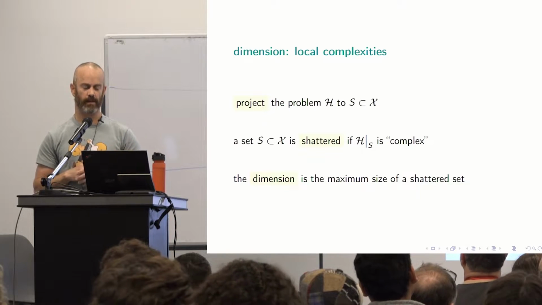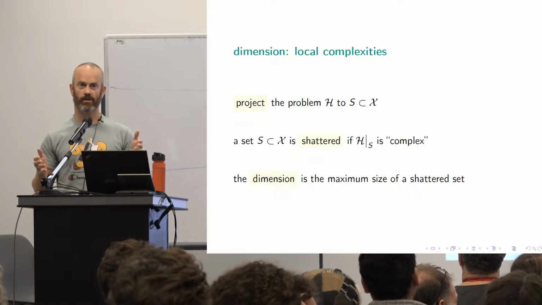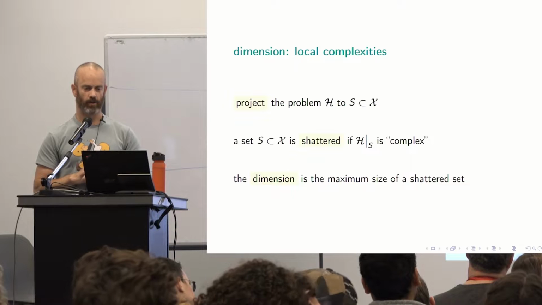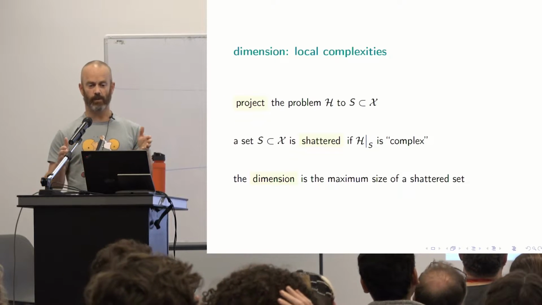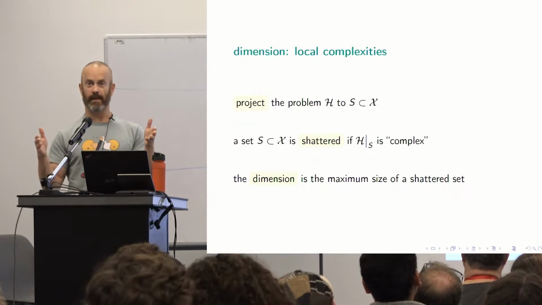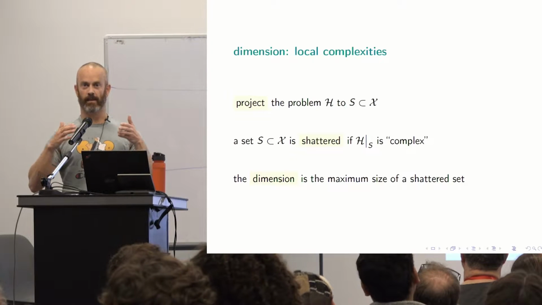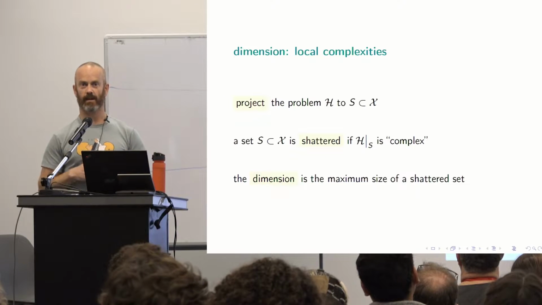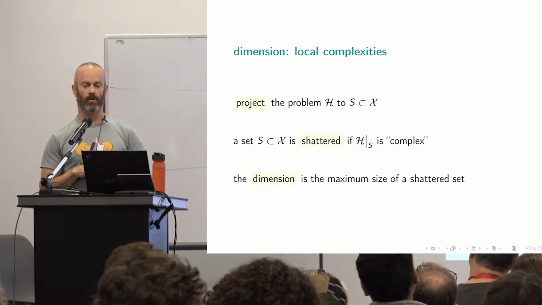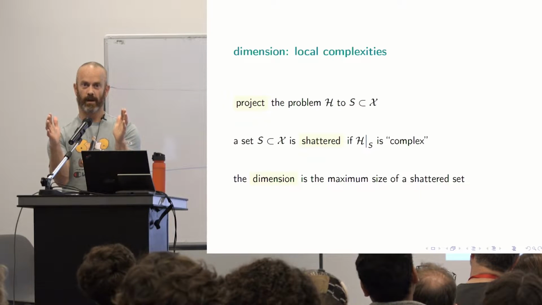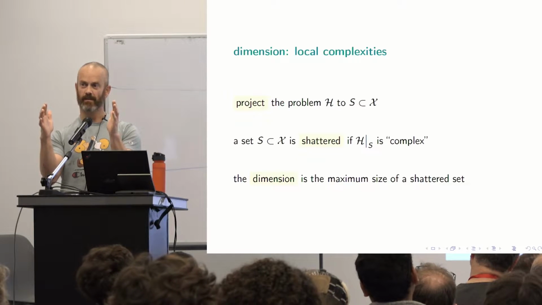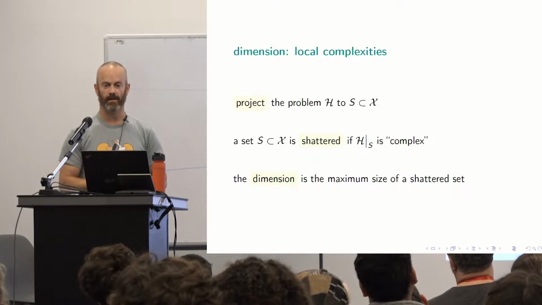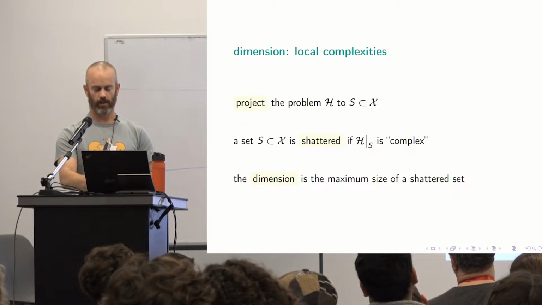And the standard way to talk about complexity in this way is using a notion called shattering. So shattering is complex in this context. And after we do this, the dimension is automatically defined. It will be the size of the largest set that is shattered. So we look on local parts of X, see what happens, and see what is the largest complex area in X. This is one mechanism, which I call local complexities.